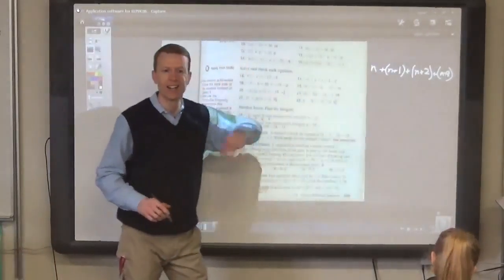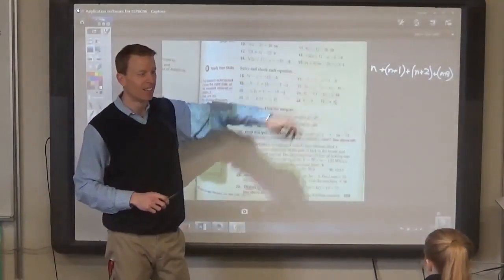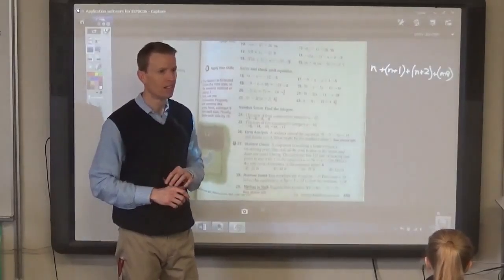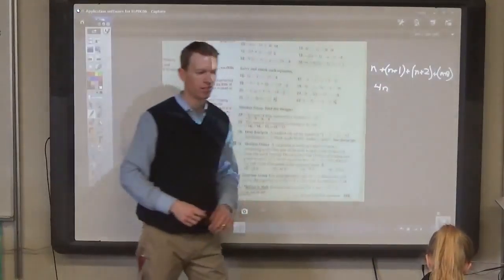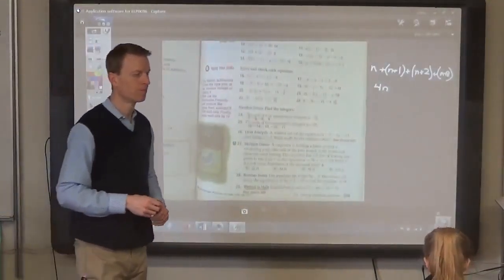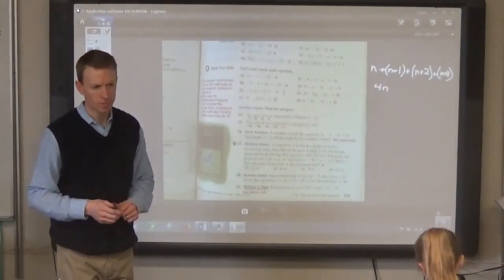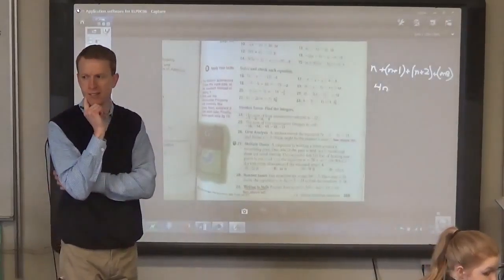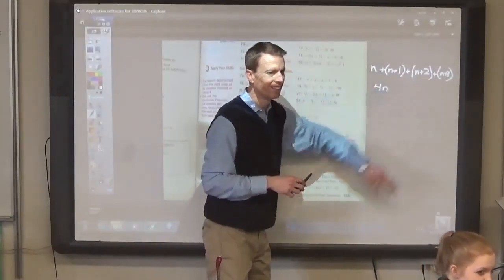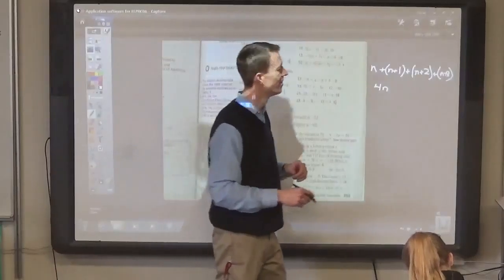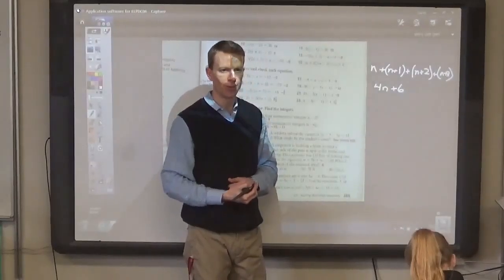Okay, now add the n's. Add the n's. How many n's are there, Garrett? There are 1, 2, 3, 4 n's. So combine the n's and write 4n. Johnny, how many numbers are there? Add the numbers now. 1 plus 2 plus 3 is 6. So 4n plus 6 when we simplify this.